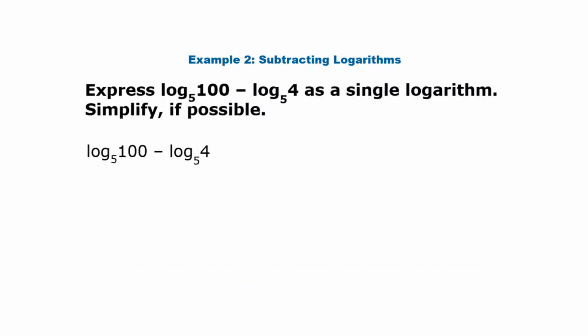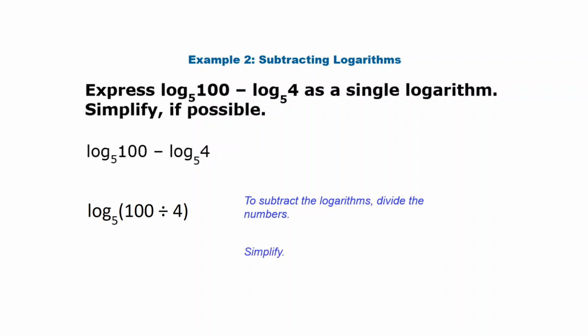All right, so here's an example. It says express this function, log base 5 of 100 minus log base 5 of 4, as a single logarithm, and then simplify if possible. So the first thing that we want to do is subtract the logarithms and then divide the numbers. So we're going to take 100 divided by 4, and when we do that, we get log base 5 of 25. And then to simplify that, remember, we just have to think, 5 to what power equals 25, and that is 2.